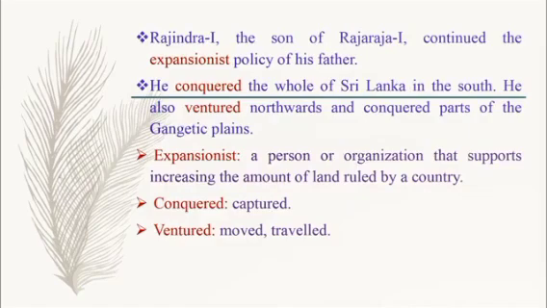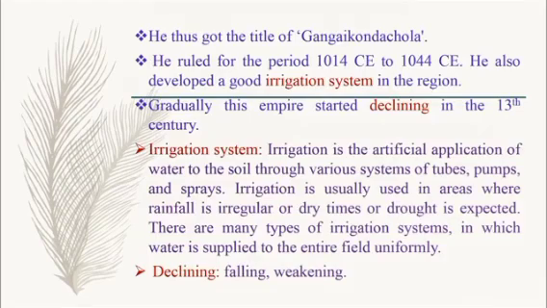Rajendra I, the son of Rajaraja I, continued the expansionist policy of his father. So what is meant by expansionist? A person or organization that supports increasing the amount of land ruled by a country. So here, Rajendra I, the son of Rajaraja I, continued the expansionist policy of his father. He conquered. Here conquered means he captured the whole of Sri Lanka in the south. He also ventured. Here ventured means moved northwards and conquered parts of the Gangetic plains. So he thus got the title of Gangaikonda Chola.